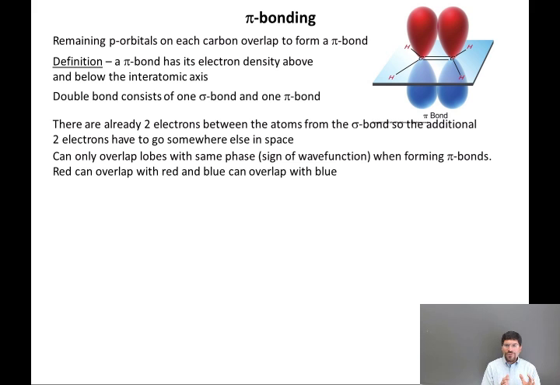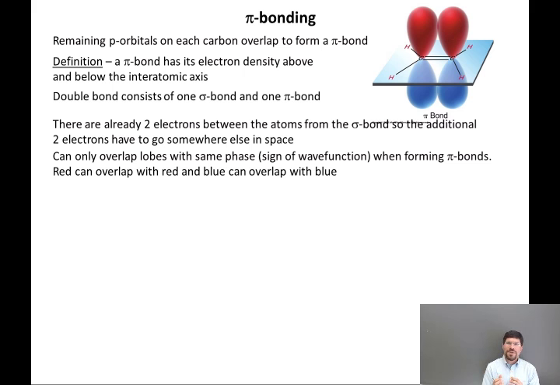Okay, when we are overlapping lobes, we need to be very careful that we can only overlap lobes with the same phase. Mathematically speaking, that means the same sign of the wave function when we're forming pi bonds. I take a more pictorial approach and a less mathematical approach towards these subjects in teaching organic chemistry. So I like these pictures here that have one lobe colored red and the other lobe colored blue. The lobe colored red, we say, has a positive phase. The lobe colored blue has a negative phase.